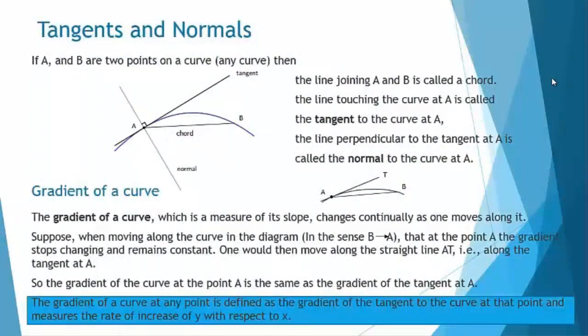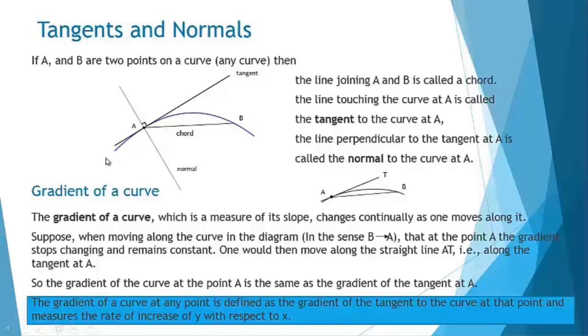Tangents and normals. If A and B are 2 points on a curve, which can be any curve, then the line joining A and B is called a chord. The line touching the curve at A is called the tangent to the curve at A. And the line which is perpendicular to the tangent at A is called the normal to the curve at A.